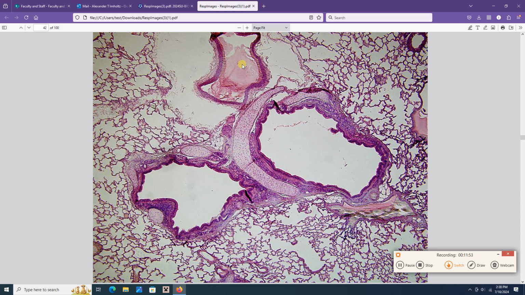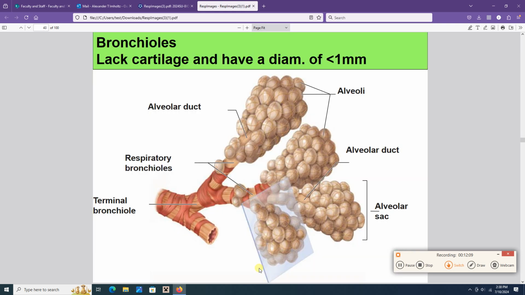This is a bronchiole up here. It doesn't have any cartilage in its wall. I also see little alveolar sacs. All these little indentations, right there, right there. Those are alveoli. So nice view of the lungs here.